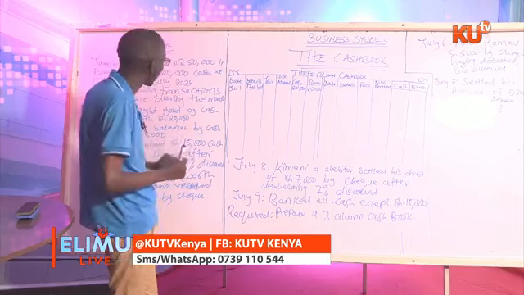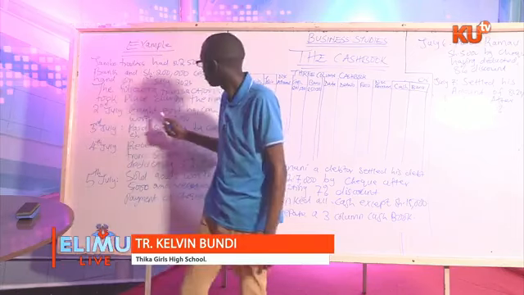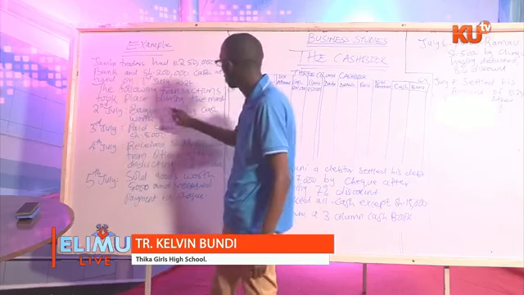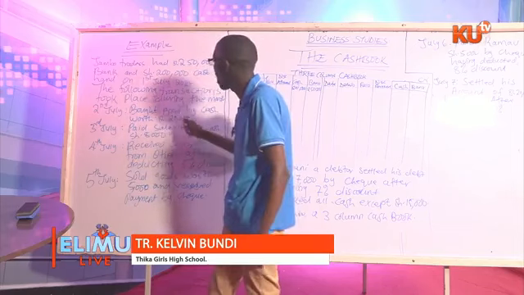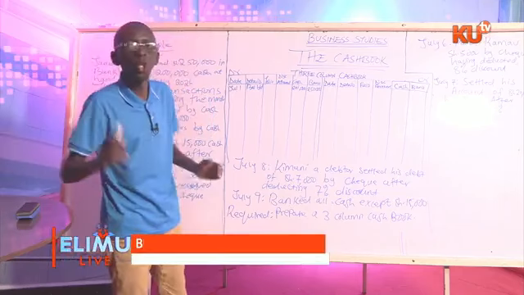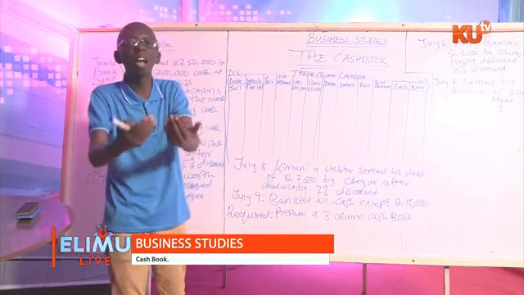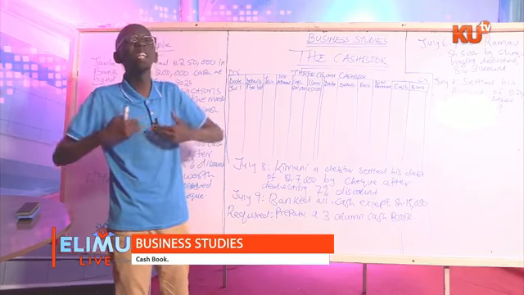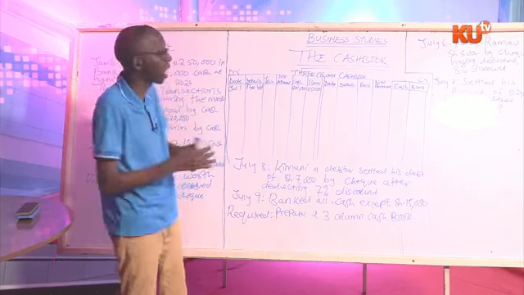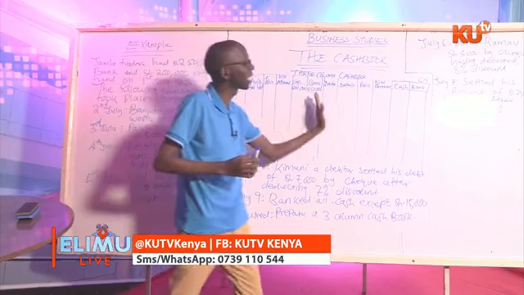The following transactions took place during the month. 2nd July, bought goods by cash worth 20,000. He bought goods by cash. So he took his cash, went to the market and bought goods. That will reduce the amount of cash he had. A reduction in any account is credited.